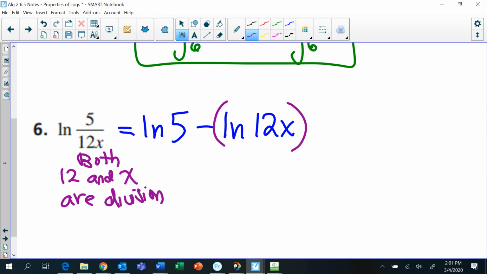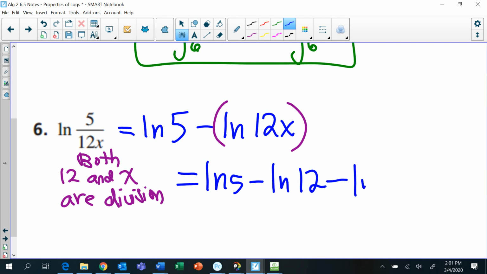Wait, so it's not multiplication? Well, they're multiplied together. Oh, okay. But when I talk about the whole fraction, both 12 and x are on the bottom. And since they're both on the bottom, they are both considered dividing. So my next step, when I expand it further, I'm going to have ln 5. I'm going to subtract ln 12. And I'm also going to subtract ln x. Okay. Because they're both in the denominator.